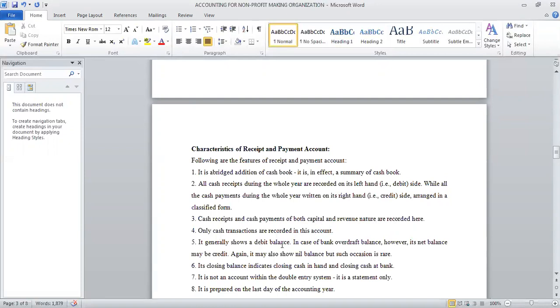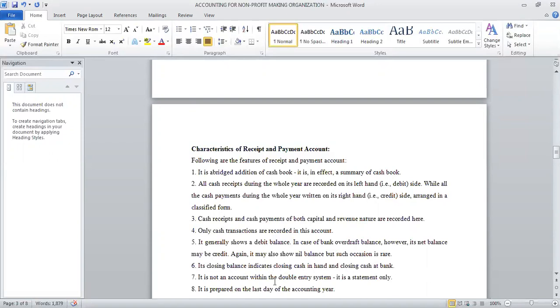It generally shows debit balance, except in case of a bank overdraft. And in this case, remember, the receipt and payment account can have either a debit balance or a credit balance. If it is a debit balance, the receipts are more than the payments. But if it is a credit balance, the payments are more than the receipts, and that is a case of the bank overdraft. And then its closing balance indicates the closing cash in hand and the closing cash at bank.